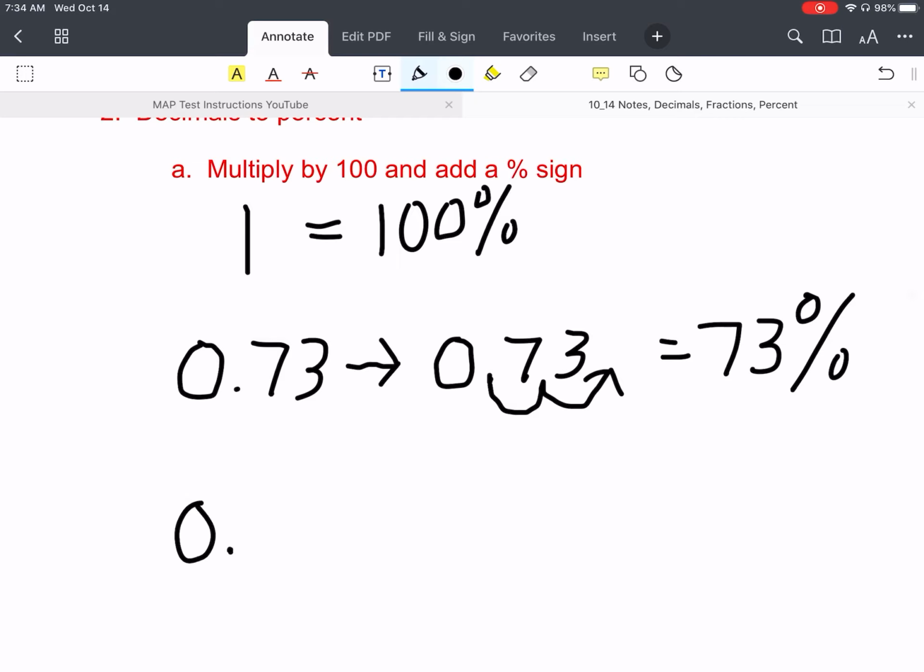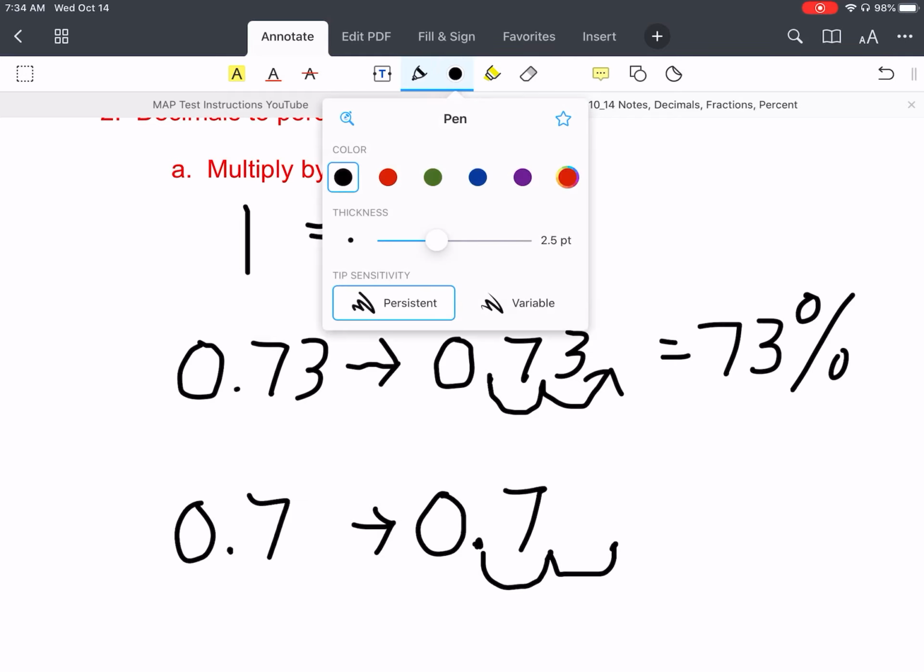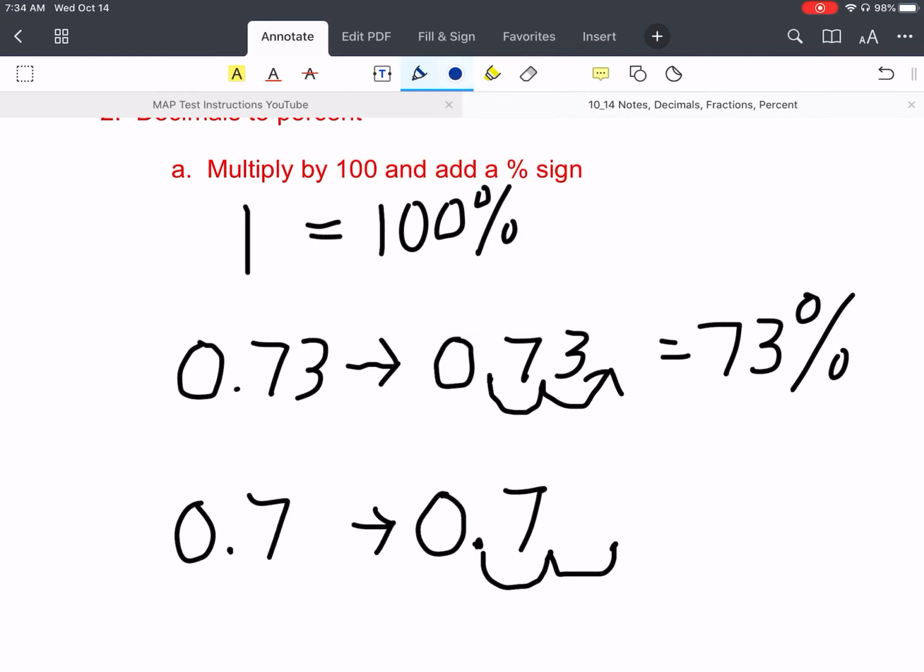If we have 0.7, which is 7/10, we can move the decimal point 2 spots to the right. So there's one, there's another, and this gap is going to have to be filled with a 0. So that will equal 70%.